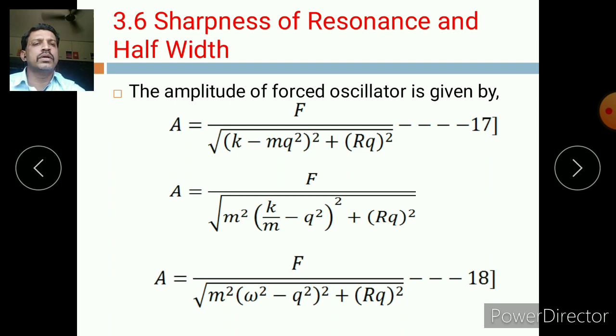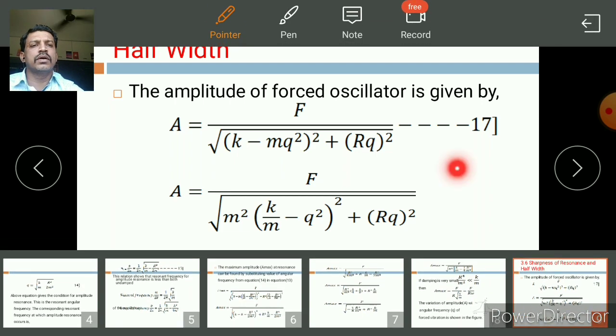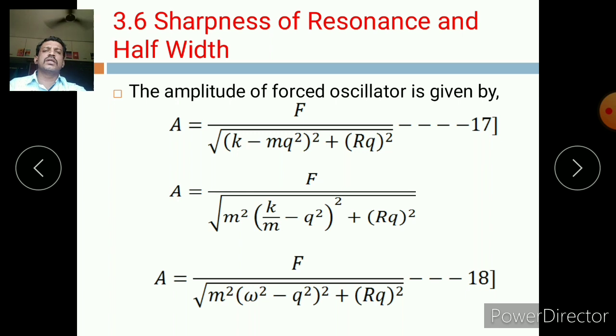If we take m common, then in bracket we take m square common, and here we say k by m plus q square should be there. Or from this equation, out of the whole bracket it should be m square, and in bracket we say (k by m minus q square) bracket square plus (r q) bracket square. So A equals F upon under root m square, (k by m, which is nothing but omega square, minus q square) plus (r q) bracket square.